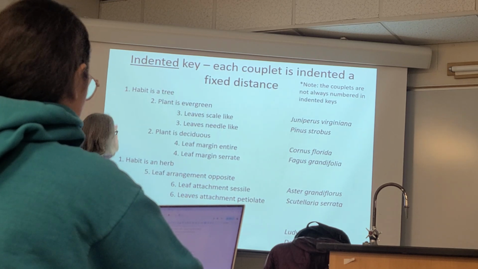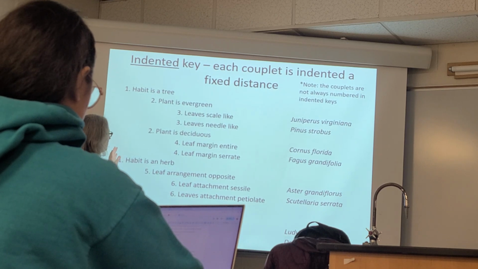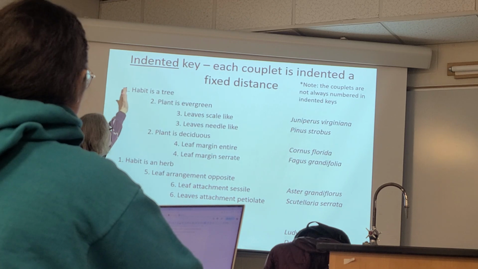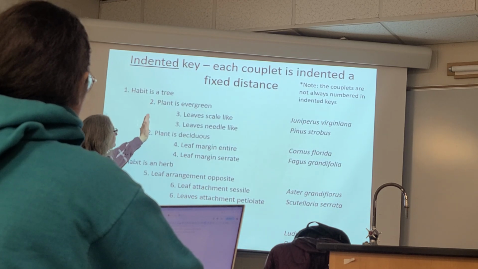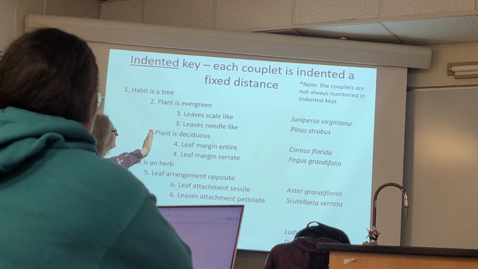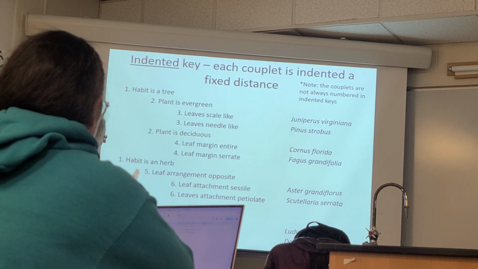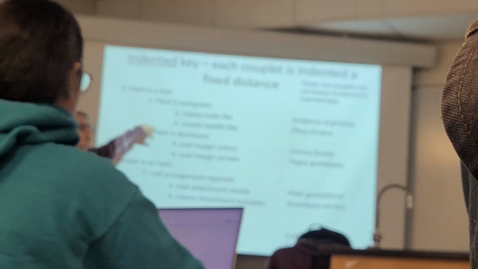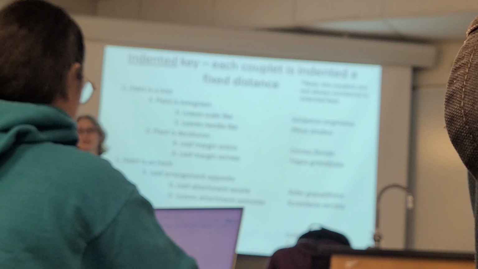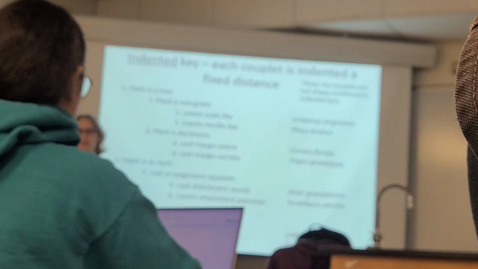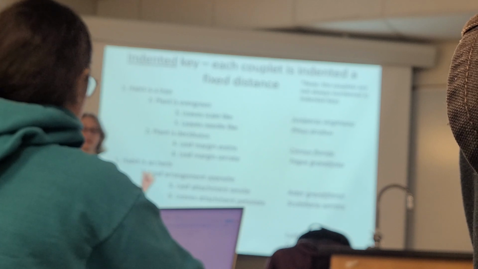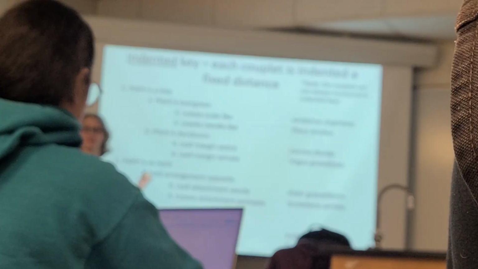So our first option right here, habit is a tree, habit is an herb, that's the one that's furthest to the left. Right? Our next option beyond that then is the next one that's going to be indented. This is in right here. So we've got plant is evergreen, plant is deciduous. If we took this path, it would be this one right here. Leaf arrangement opposite, leaf arrangement alternate. Okay? Now you notice for mine right here, I put numbers in here. And oftentimes that helps a little bit with organization, but they do not have to do that. I have absolutely looked at indented keys before that have no numbers in them at all.